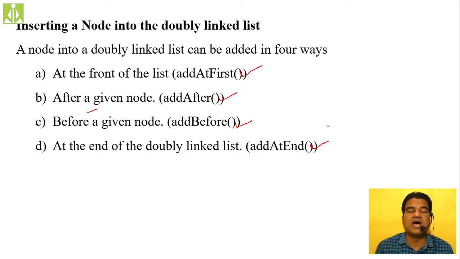Likewise, they will ask to perform insertion operation such that the newly created node should be inserted at the end of the doubly linked list. Like that they will ask. So insertion operation, delete operation, traversal operation, and search operation. Only these four operations they will ask. So you have to remember these four operations.